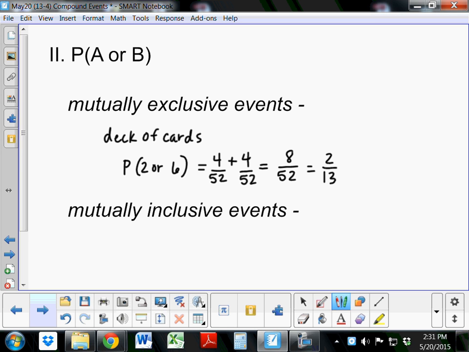I want you to think about how you would change your math for my next problem. My next one's going to be a very similar one, but it's going to be what we call mutually inclusive. In my same deck of cards, I want the probability of you pulling a 2 or a spade.